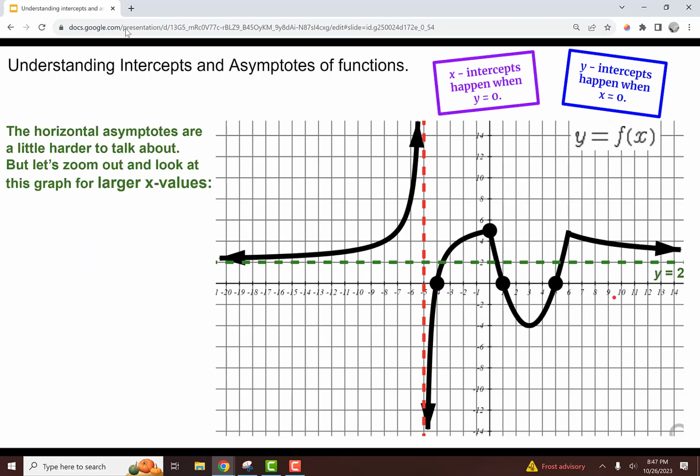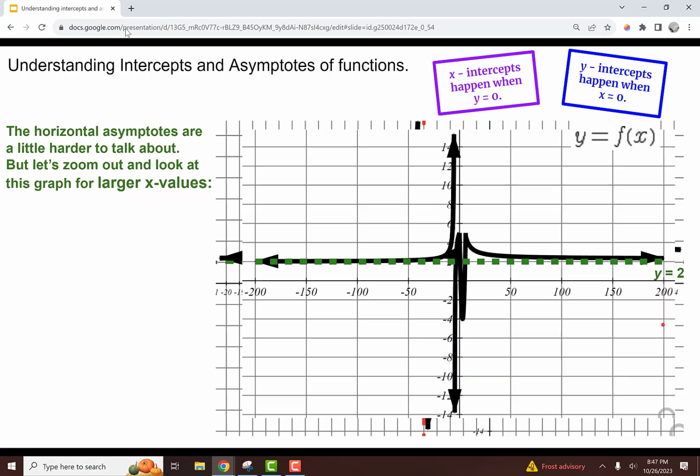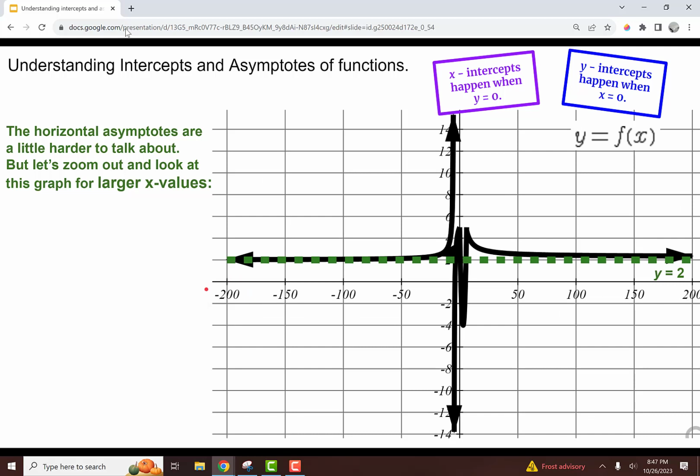Now, the horizontal asymptotes are a little harder to talk about. What does this y equals 2 mean? And so I went ahead and zoomed out. So right now I'm just looking from negative 20 to, it looks like 14. Let me zoom out. Here I'm looking from negative 200 to 200. Again, it's really leveled out at 2. There's a whole bunch of kind of crazy stuff going on in the middle, but you don't care about that with horizontal asymptotes. You care what's happening out on the edges, far, far away from the origin.